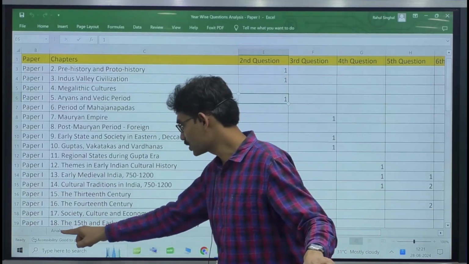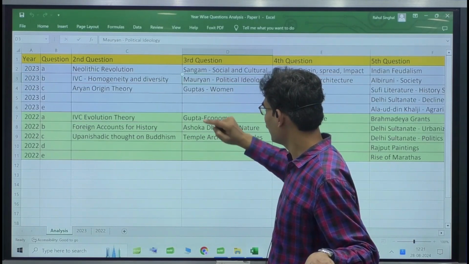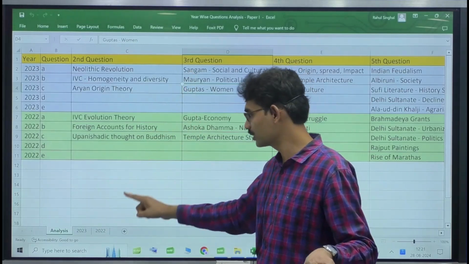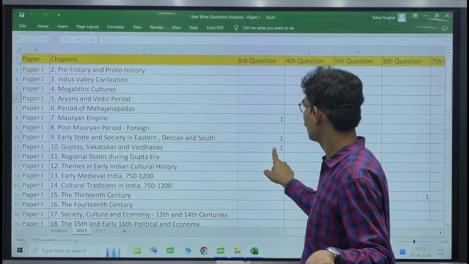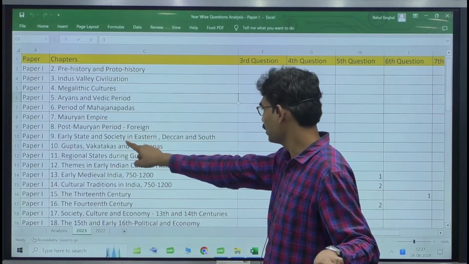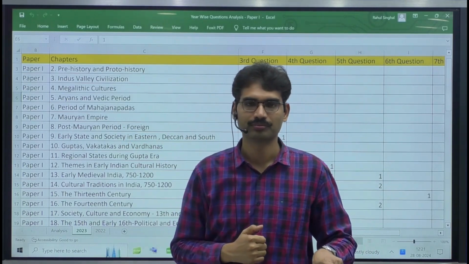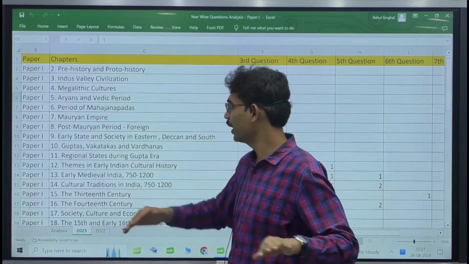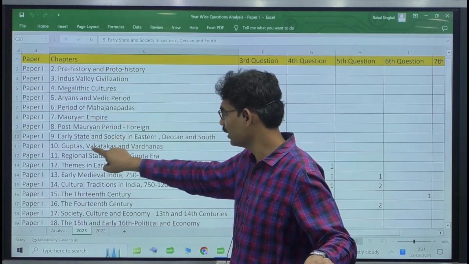Then let us go to question number 3. Sangam, Mauryan political ideology and Gupta women. Now if we go to the number of units, in which units do they fall? Third question. Now can you see this? 7th unit, 8th, 9th unit and 10th unit. So if you are going to attempt the third question, then you should be very comfortable with unit number 7, 8, 9, 10.